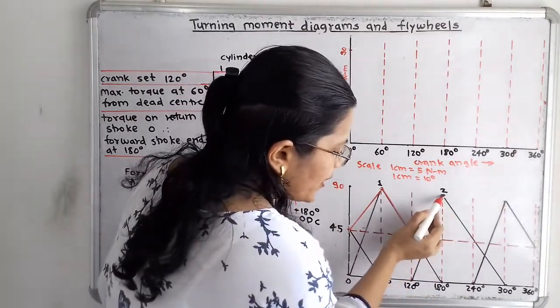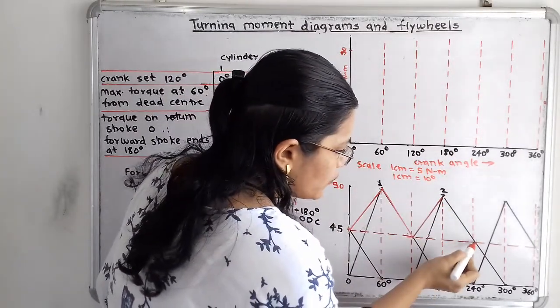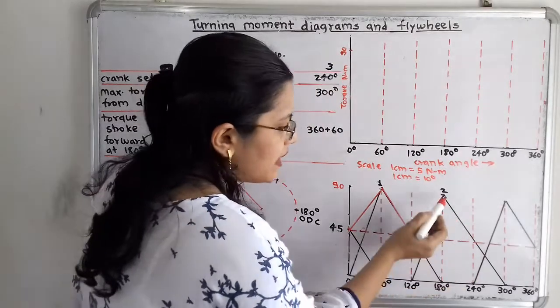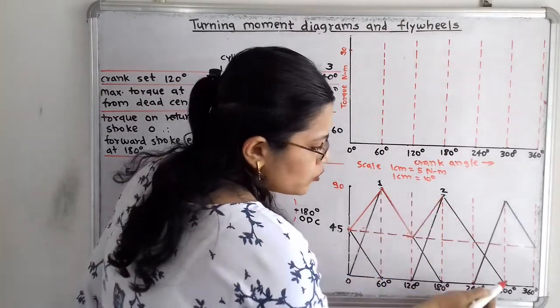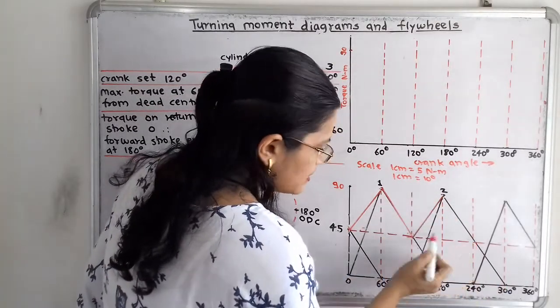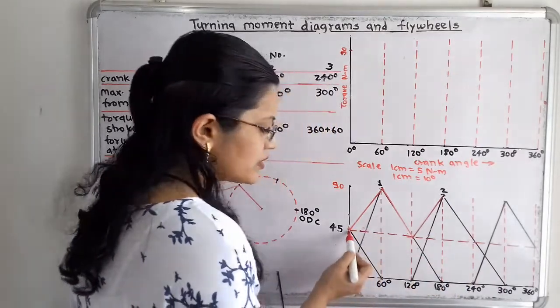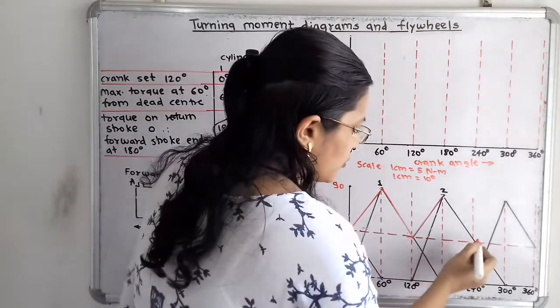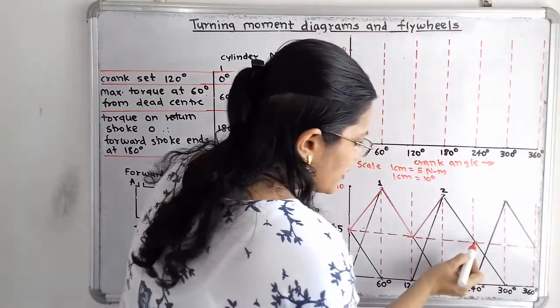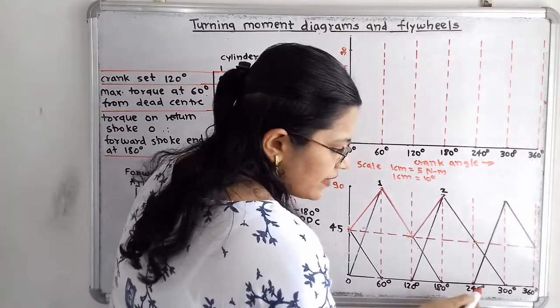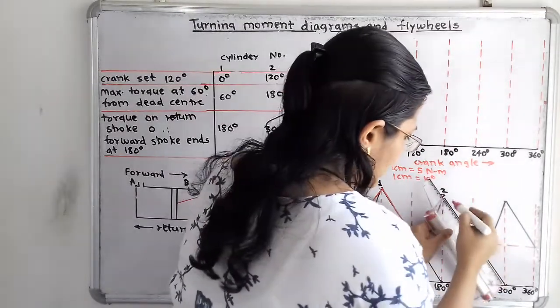Again for point 2, I have to take the point of intersection, that is, the line joining this point 2 to 300 degree, and the horizontal line passing through this 45 Newton meter. So again I will join this. So here is the point of intersection, that is at 240 degree. So I will join this.